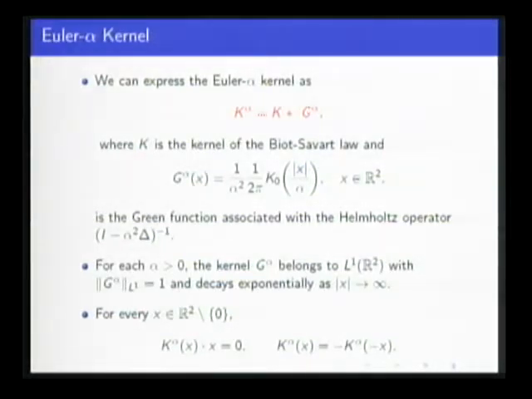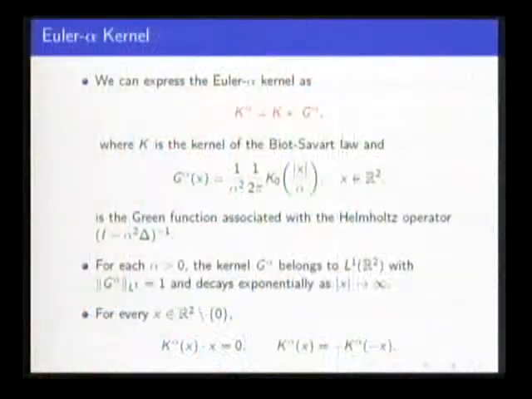In this regularization, the singular kernel of the Euler equation is smoothed by means of a convolution with the Green function G^alpha, which is associated with the Helmholtz operator. We have that for each alpha, the kernel G^alpha belongs to L^1 and decays exponentially at infinity. So using the property that G^alpha is actually radially symmetric, we can show that our smooth kernel K^alpha has the same symmetric properties as the Biot-Savart kernel K.